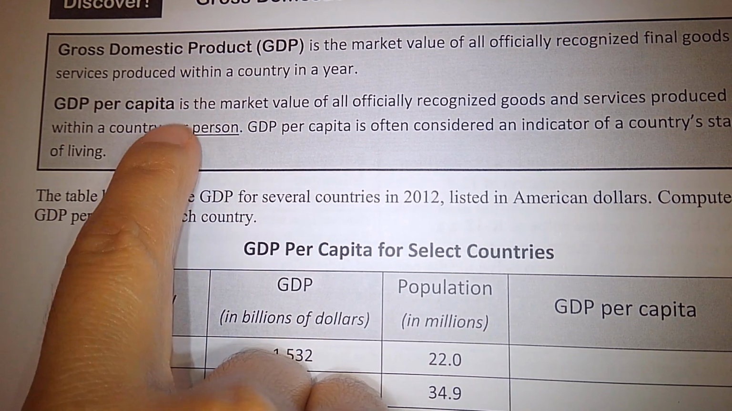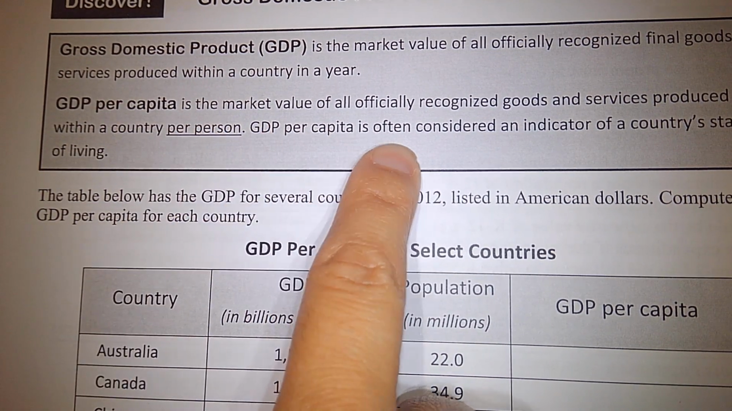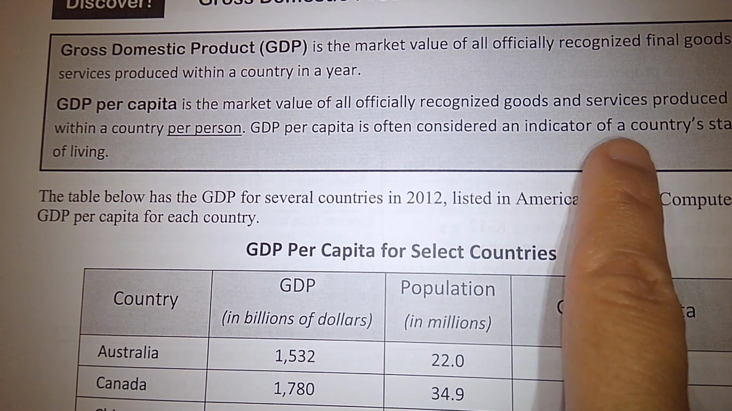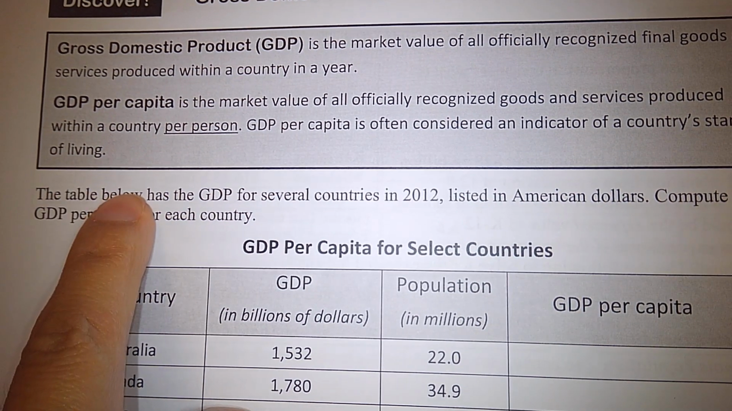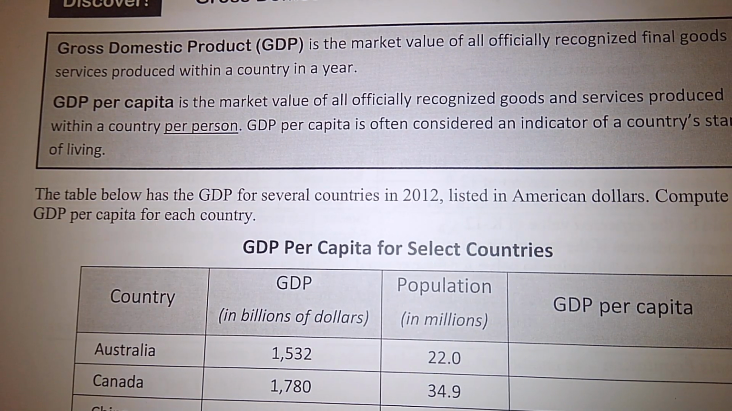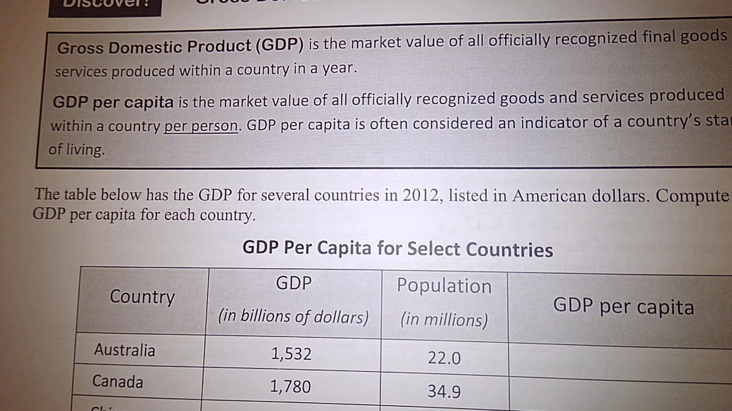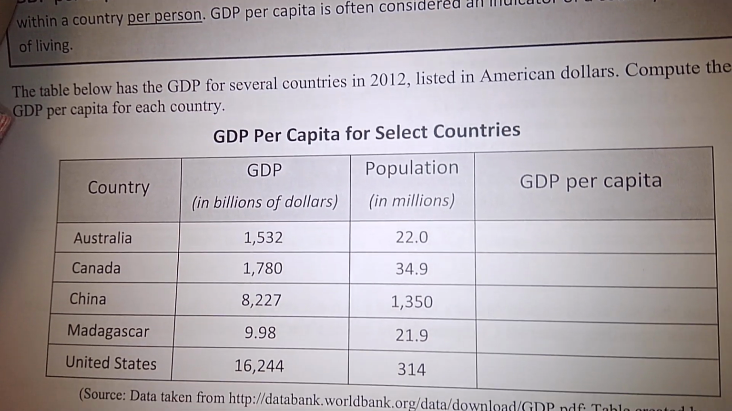GDP per person is often considered an indicator of a country's standard of living, okay? So if GDP per capita is higher in the country, that means this country's people have a better standard of living. But if GDP per capita is lower in some country, that means their standard of living is lower, because if GDP on each person is high, you can spend more money. The idea is like that.